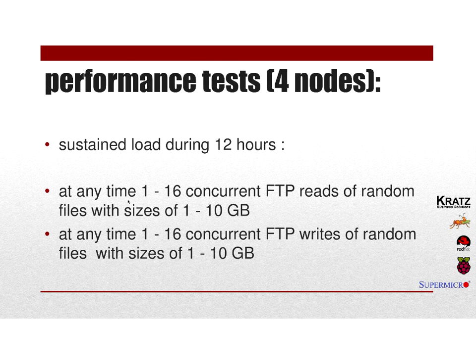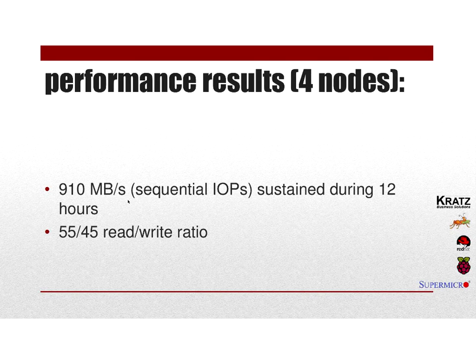And in the meantime, we have between 1 and 16 concurrent FTP writes, which represent files or films or emissions that are going to be uploaded to the cluster. At any time during 12 hours, we have at least 910 megabytes per second of disk I/O, and these are mainly sequential IOPS, because actually transferring large files to and from the cluster is mainly sequential I/O. And this is done in a 50/45% read-write ratio.